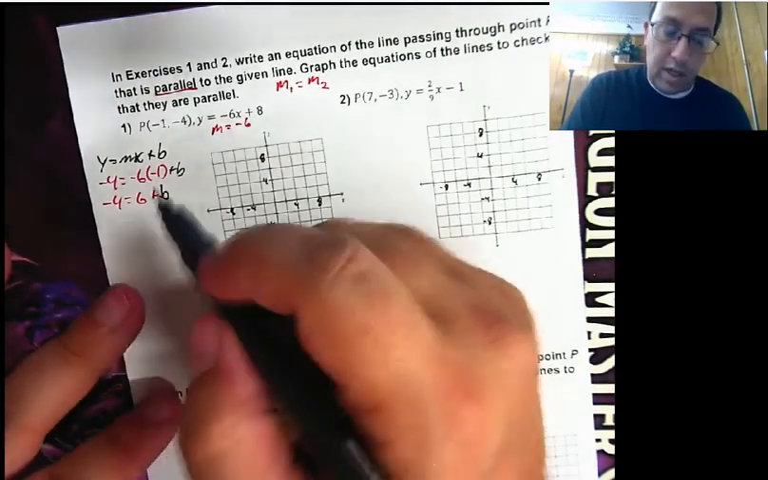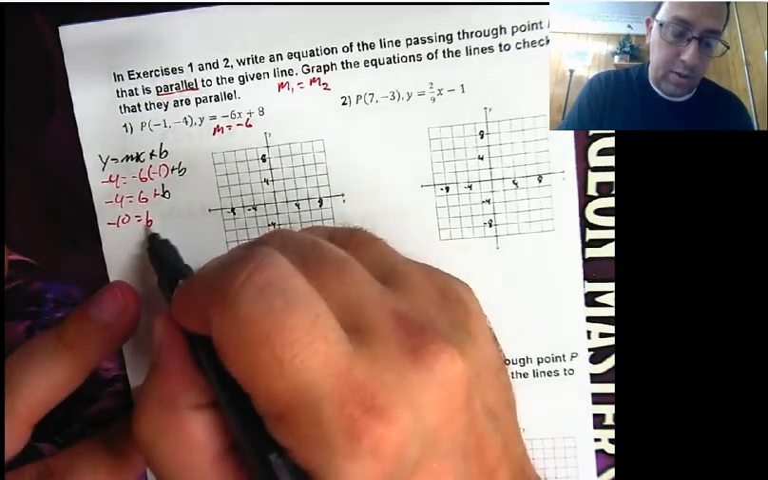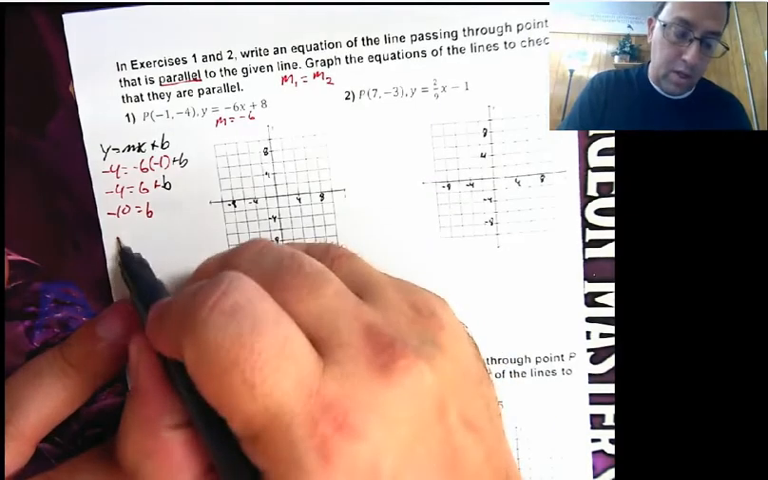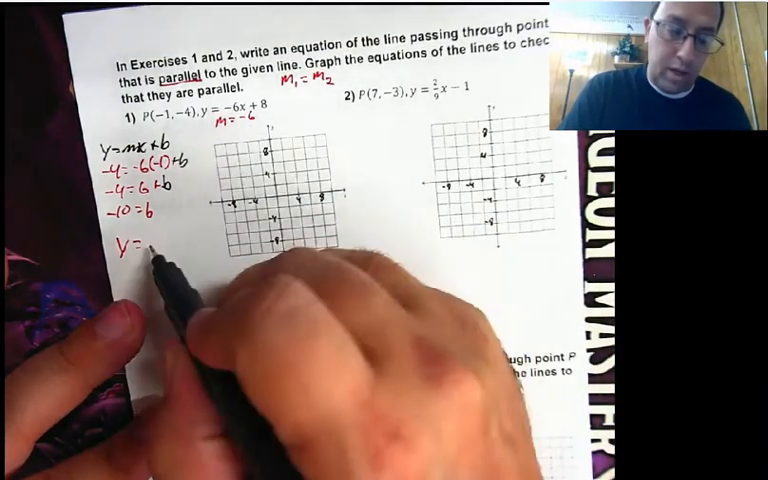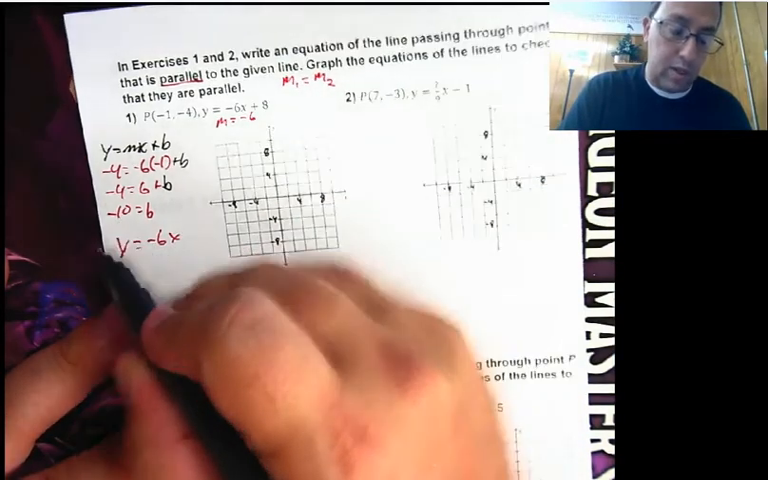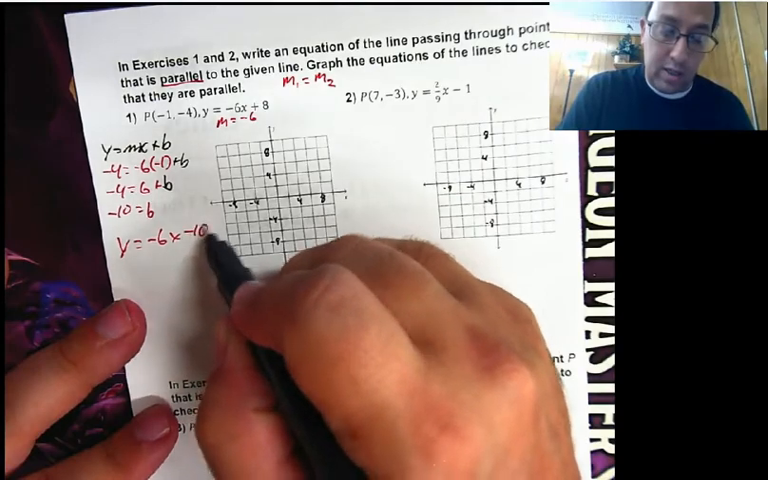Subtract the 6 from both sides. And I end up with negative 10 equals b. So my equation, back to this y equals mx plus b, y equals m, negative 6, x plus, well, in this case, minus 10. That could be plus and negative 10, so minus 10.